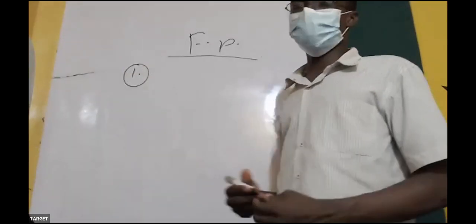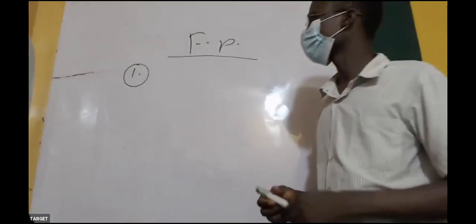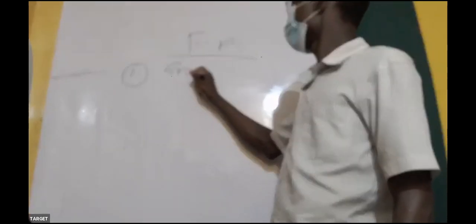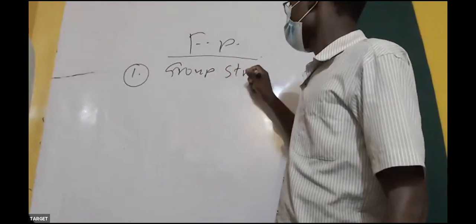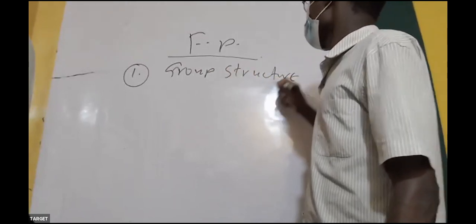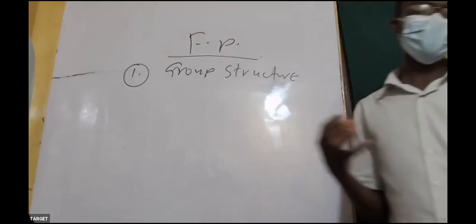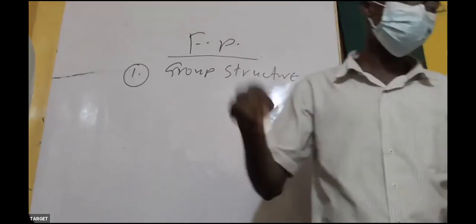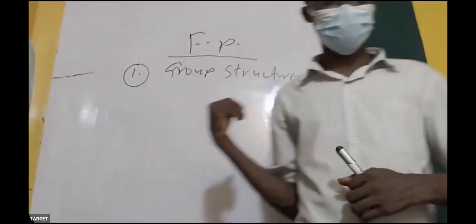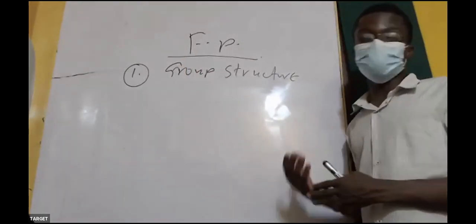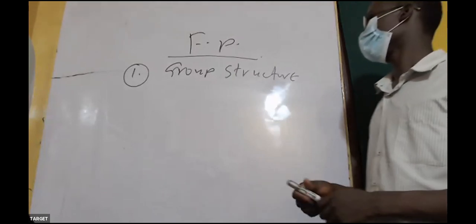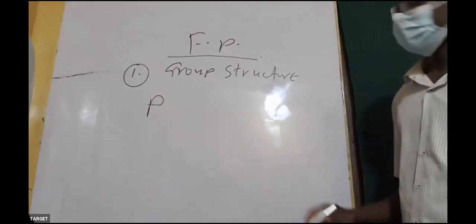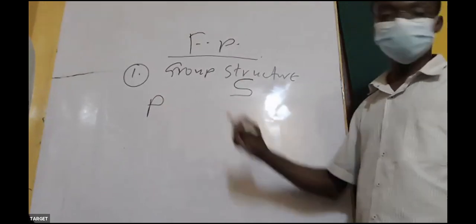your very first step in financial position is about the group structure. The group structure is the percentage holding the parent has in the subsidiary. Don't forget that one, bring it here. So just write the parent name here. Write the subsidiary name here.